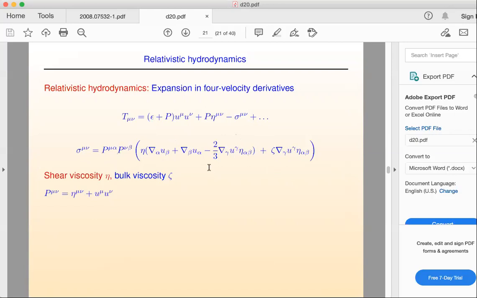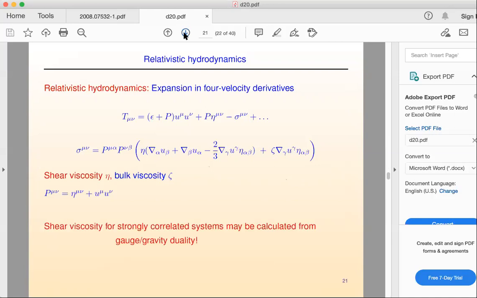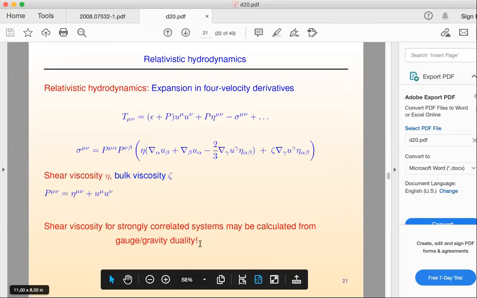Now, in anything related to ADS-CFT, mostly we deal with conformal field theories. Then the trace of the energy momentum tensor vanishes, and this term is actually zero. And so we will be much more concerned with this shear viscosity. Shear viscosity means, if this is the wire and particles move in this direction, what is the gradient of velocity if you go perpendicular to the movement of the fluid? One of the essential basic applications of ADS-CFT, which made the whole field of applying ADS-CFT to strongly correlated materials so successful, is that the shear viscosity can be calculated from the ADS-CFT correspondence.